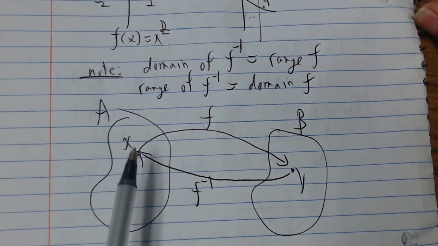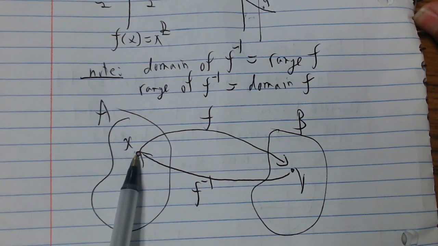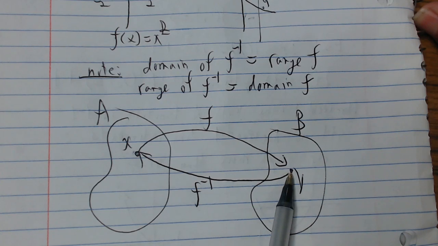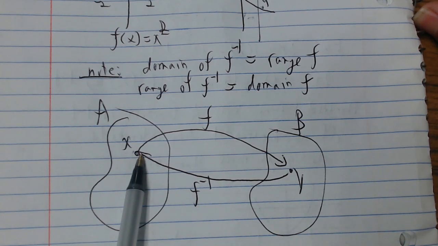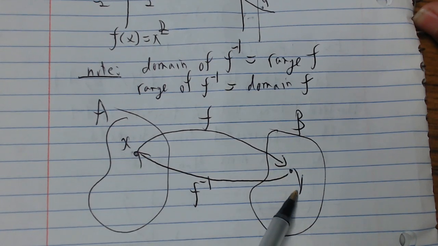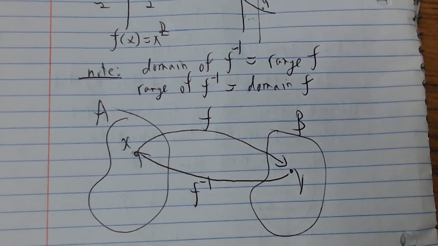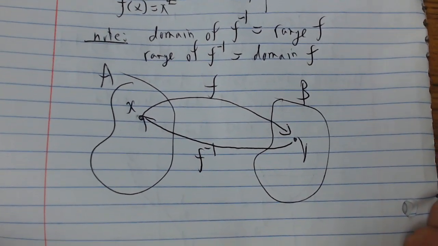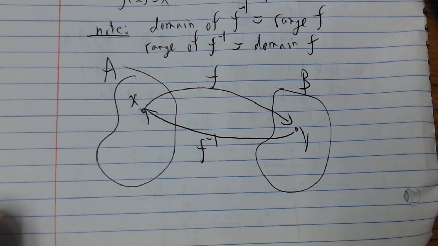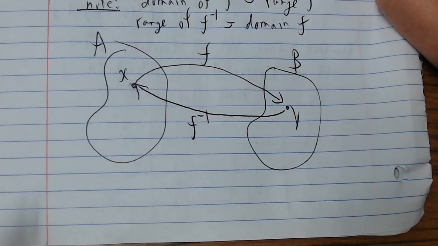So if you look at this, the domain of f becomes the range of f inverse, because this is my input and f inverse puts me there. And then also the range of f becomes the domain of f inverse. So this picture, although it's simple looking, does a good job of summarizing what's going on with this definition.